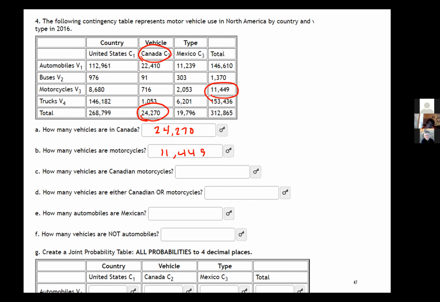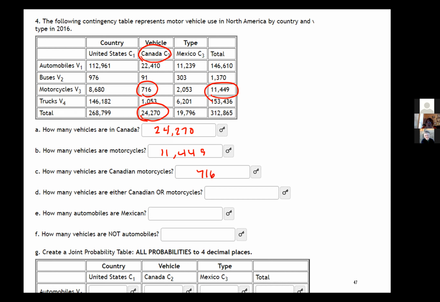How many vehicles are Canadian and motorcycles? So if we look at Canada, that column, and we look at the row motorcycles, where motorcycles in Canada intersect is the number of Canadian motorcycles. So they're Canadian and it's a motorcycle. So it's a motorcycle in Canada, however you want to say it. So where they intersect is 716.